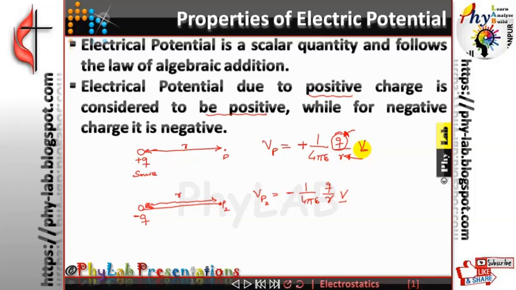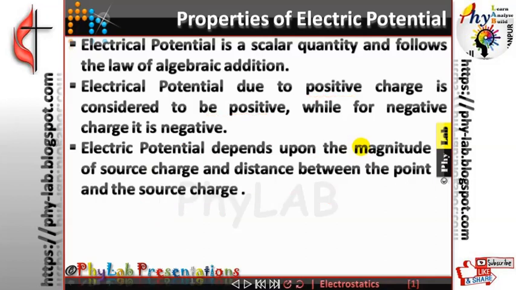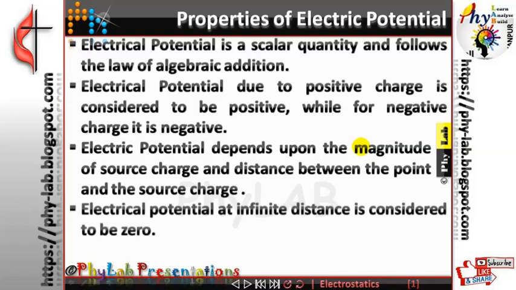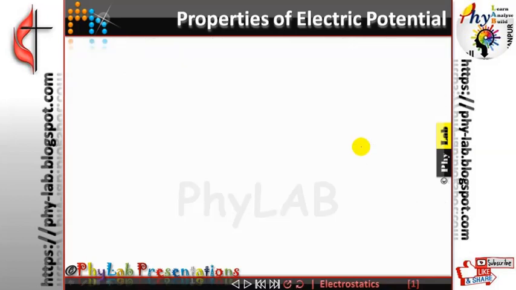Okay friends, so units are a must. So electric potential, as I just told you, depends only upon two things: the magnitude of the source charge and the distance between the point and the source charge. Now if the point is situated at infinite distance apart from the source charge, then the electric potential at infinity is always considered as 0, and that will be considered as my reference point, friends.